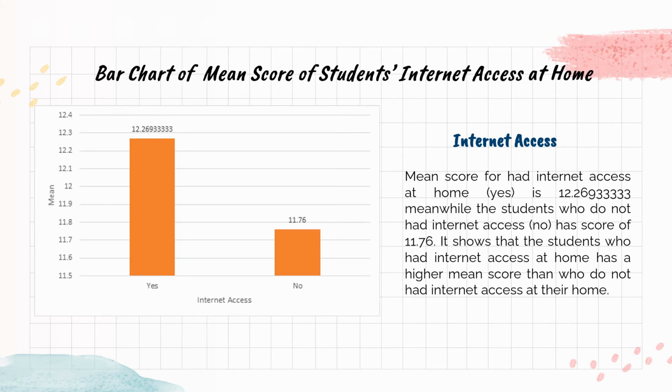This figure shows a bar chart of the mean score of students' internet access at home. The mean score for high internet access at home, yes, is 12.2693333. Meanwhile, the students who do not have internet access, no, have a score of 11.76. It shows that the students who had internet access at home have a higher mean score than those who do not have internet access at their home.